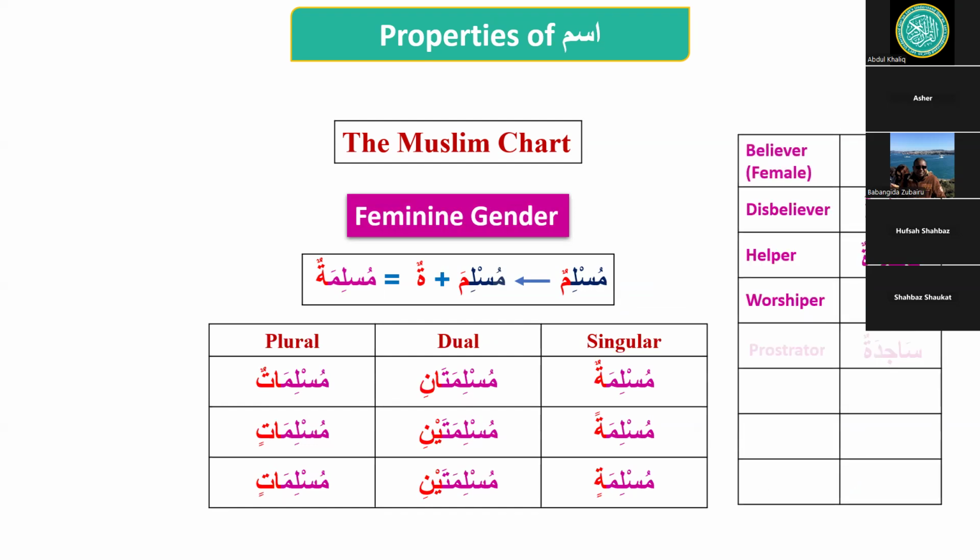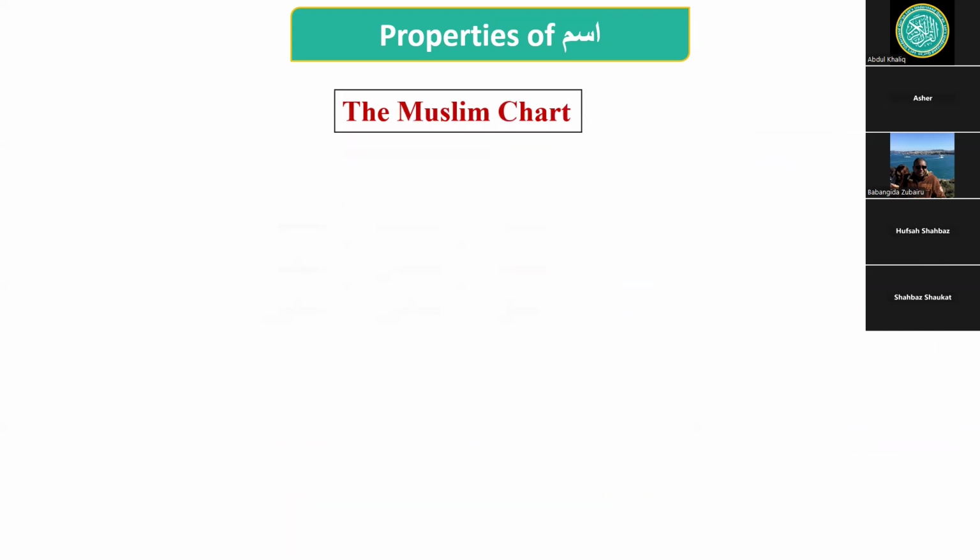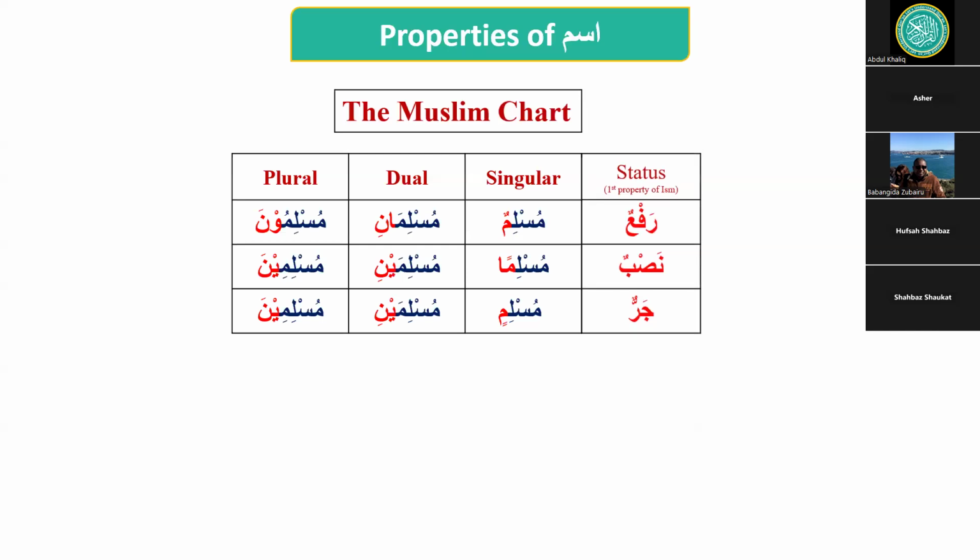And then after that, we learned the three types of status: Rafa, Nasab, and Jar. This is what we did in the last class. And Muslimun, Musliman, Muslimin, they are Rafa, Nasab, and Jar in this order. Muslimani, Muslimaini, Muslimaini. All three words mean the same, but the status is Rafa, Nasab, and Jar. And similarly, Muslimuna is Rafa, Muslimina is Nasab, and Muslimina is Jar.